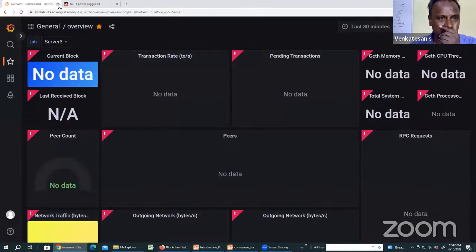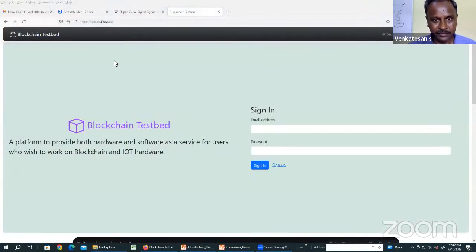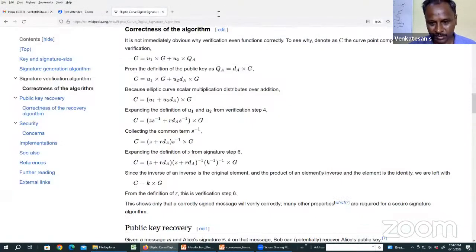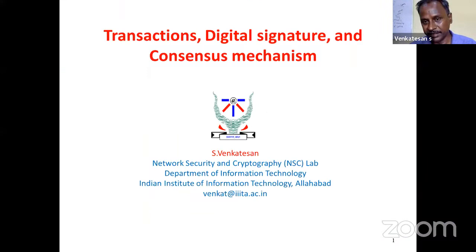So this is about the testbed that we have. So you are always welcome to use it. So now let's go back to the slides, which are on transactions, consensus, and digital signatures.